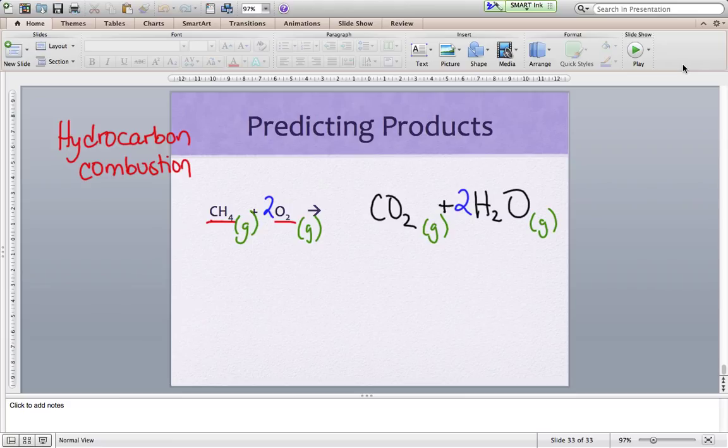Keep in mind, again, 5 reactions that you'll be required to predict products for: simple formation, simple decomposition, single replacement, double replacement, including neutralization, and hydrocarbon combustion.